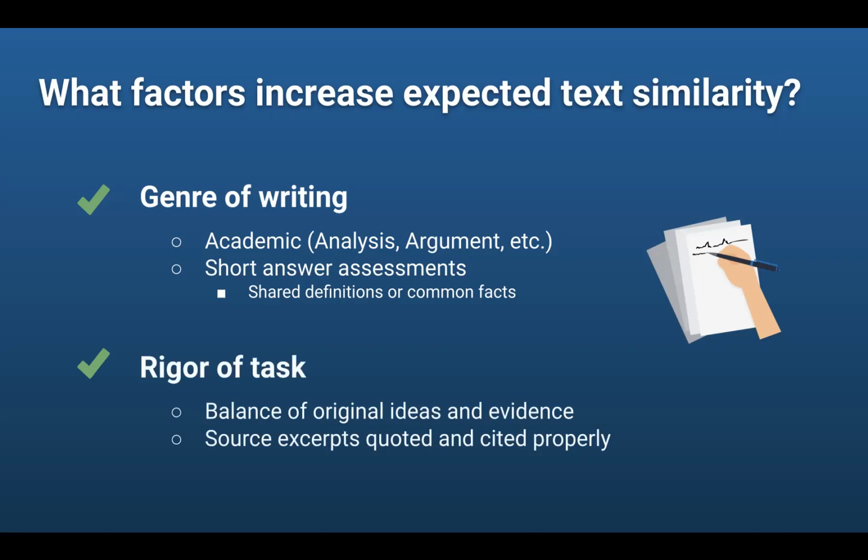The rigor of the task is another factor that impacts text similarity. As students grow and develop their academic writing skills, the demands to balance their own ideas with quoted and cited evidence become more prevalent. While these demands naturally lead to higher percentages of text similarity, they also increase the possibility for intentional and unintentional plagiarism.